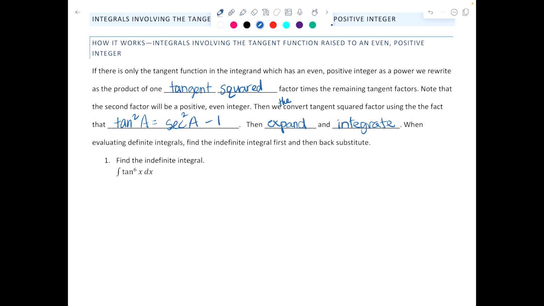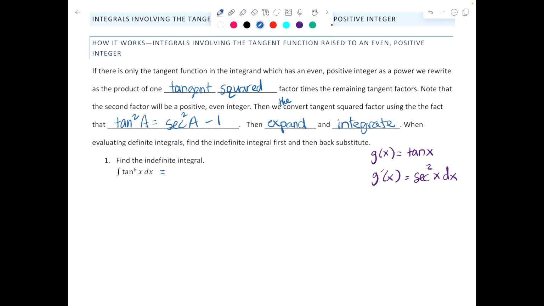So let's do this. We've got the tangent function alone. It is raised to an even positive power. So this one's a little weird. Our g of x is actually going to end up being tangent at x. We're reserving that tangent squared at x factor so we can convert it into secants. And so we have a secant squared factor, which is the derivative of the tangent function. So g prime of x will be secant squared at x dx.